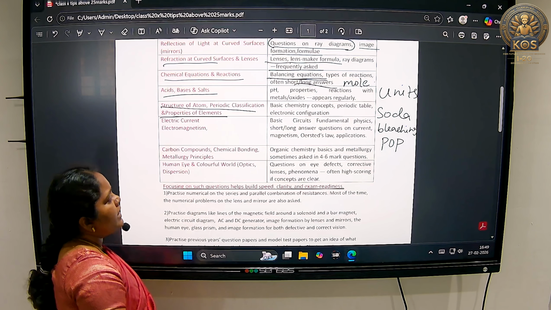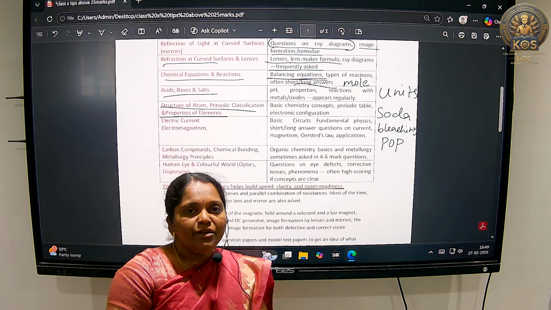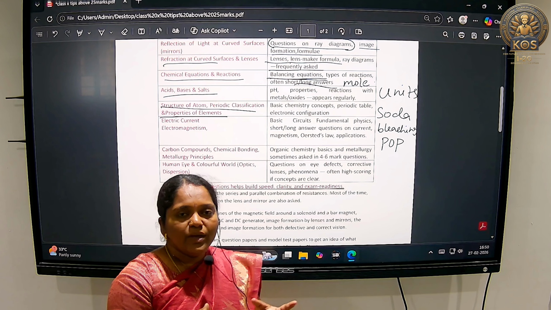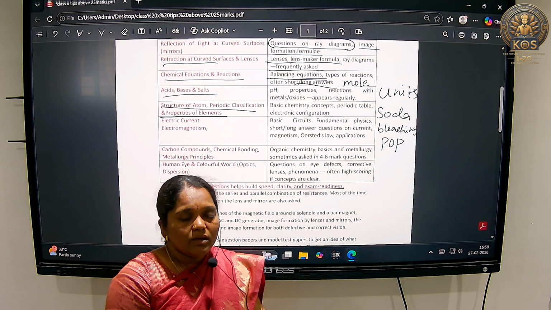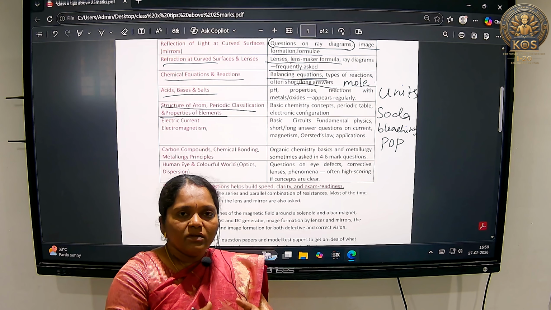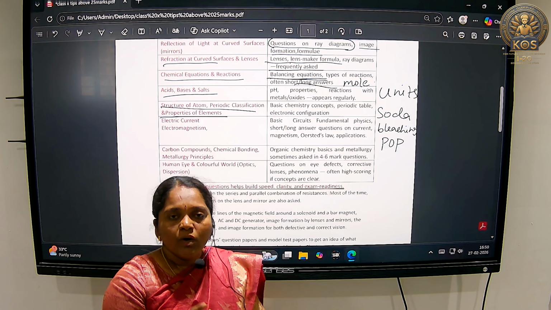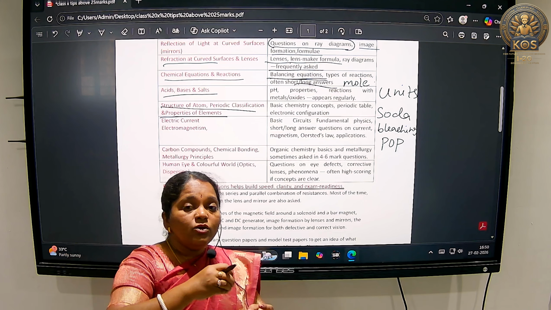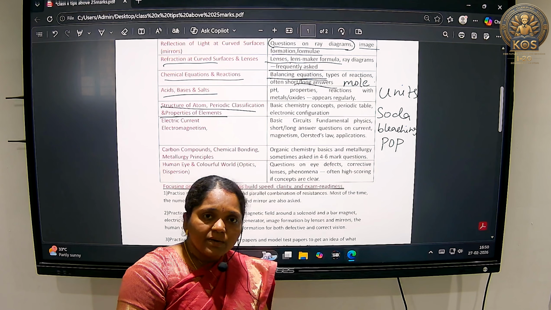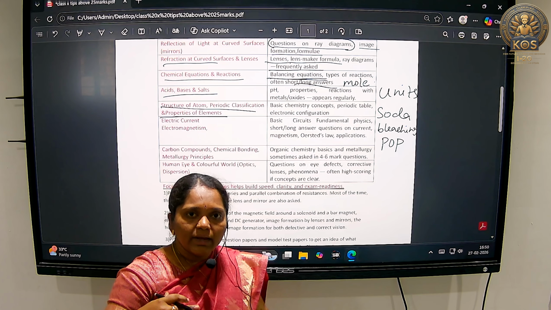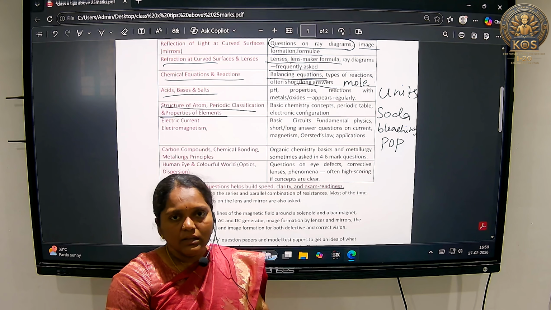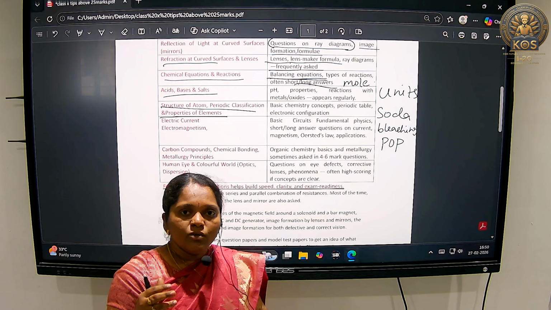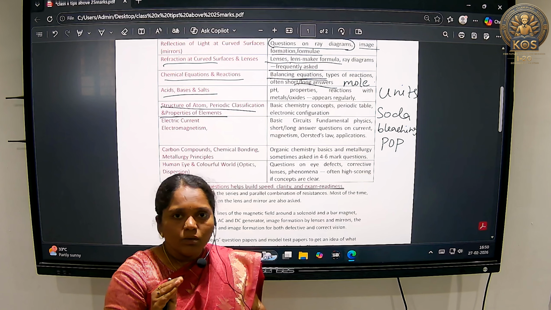Now coming to the human eye and colorful world, we have eye defects and correction of the eye defects, like myopia and hypermetropia. It's a 6 marks answer. They will ask, if the person is suffering with myopia, how will you cure it, or if the person is suffering with hypermetropia. If it is a 6 marks question, you have to draw the diagram and write the entire answer. Then you will get 6 out of 6. Writing only which mirror or which way you are using won't give full marks.